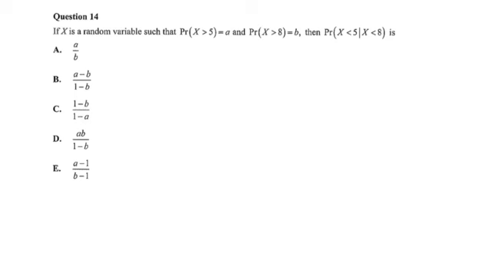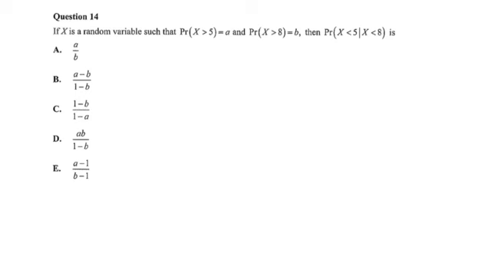Now, I actually think that this should be saying the probability that x is less than or equal to 5, given that x is less than or equal to 8, because it's just a random variable. It's not a continuous random variable, or at least it's not indicated that it's a continuous random variable. And the case where x equals 5 and x equals 8 has been completely omitted.